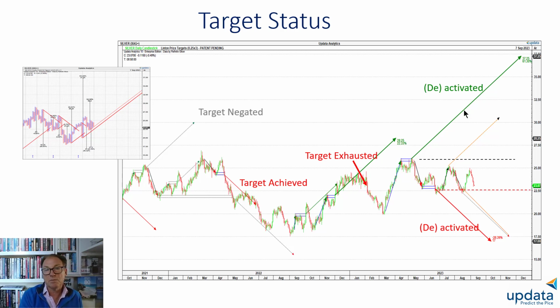Here we see a target that's been deactivated because we've moved back below the activation point, and now we've got an orange target and an orange target. Though neither of those targets is activated, we're waiting to see which way we move. That's the chart there, and that's what it looks like in a line chart. And so more and more people are finding that this is much easier to understand than that.